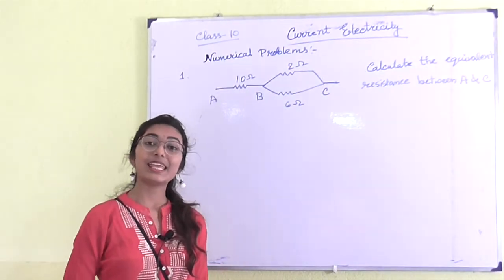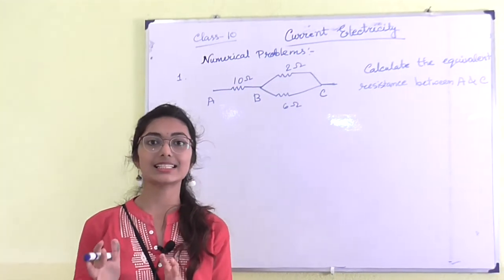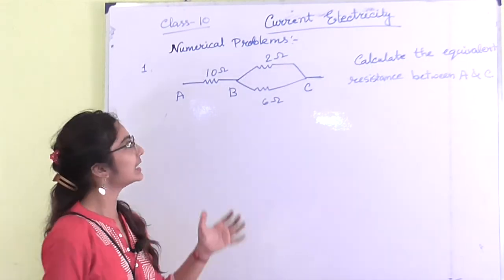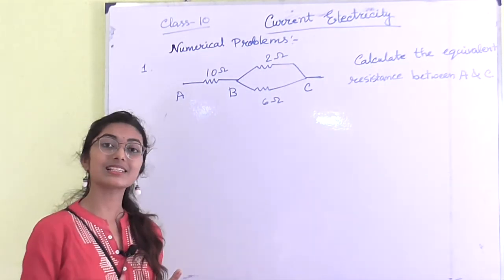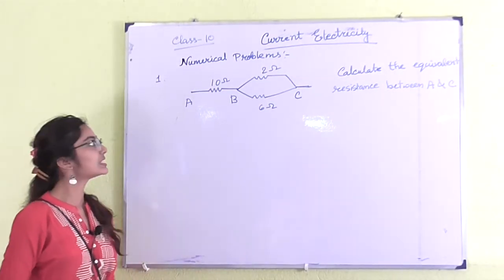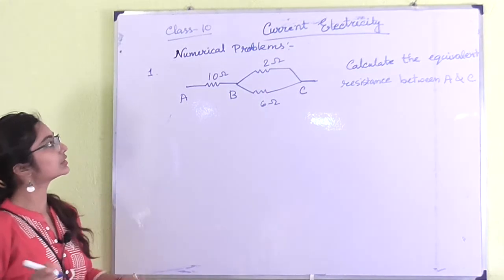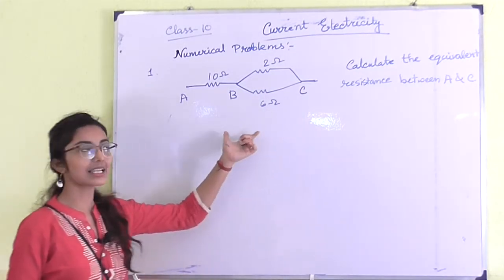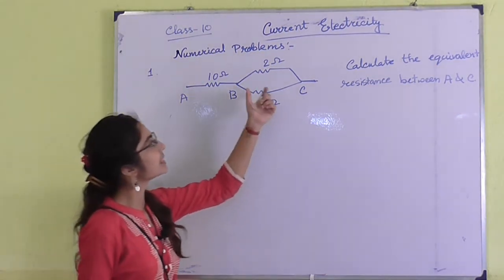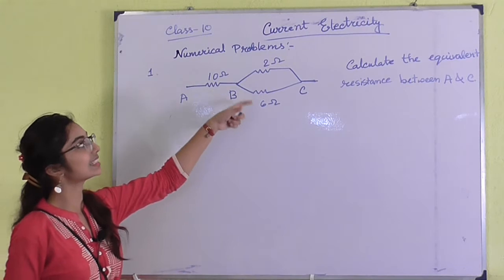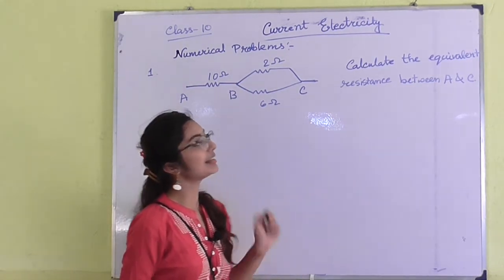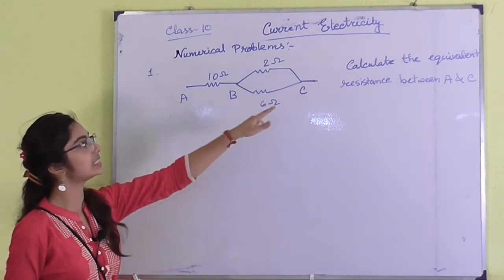Numerical problems are very important in the resistance part. In current electricity, from the resistance part, every year there are chances of having numerical problems in your examinations. So let's study numerical problems about series connection and parallel connection. This is an electrical circuit, and this is the resistance AB of 10 ohm and BC is another resistance. Here two resistances are connected in parallel connection. You have to calculate the equivalent resistance between the A and C terminals.